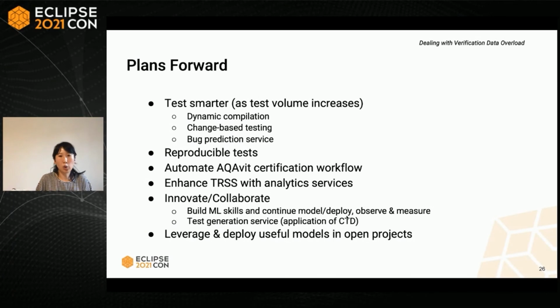Also, with quarterly releases, we really need to make sure our test builds are reproducible. This will allow us to rerun exactly the same set of tests against any JVM. We want to enhance TRSS with analytics services like core analytics and machine learning. We will continue to innovate and collaborate with data scientists to build machine learning skills and to refine our model. Last but not least, leverage and deploy useful models in open projects.